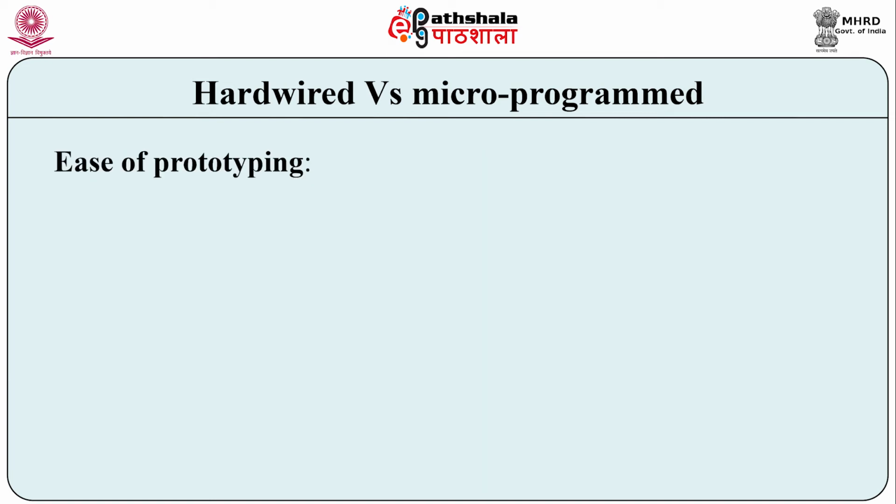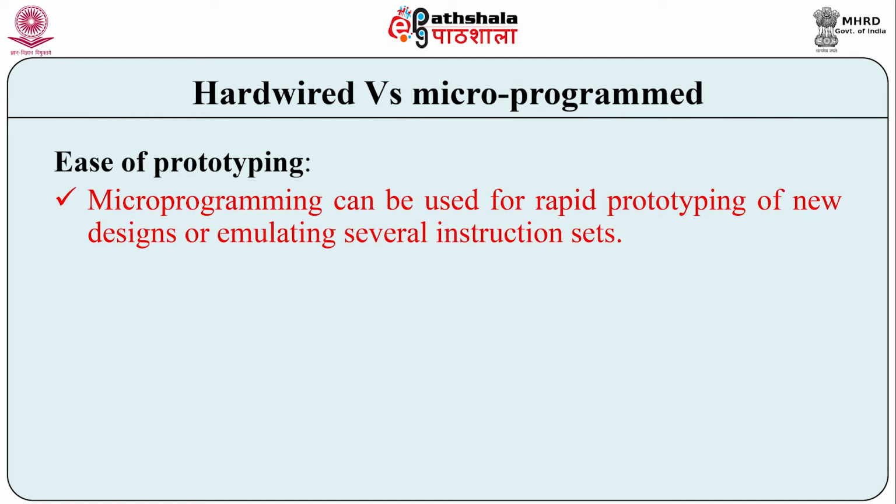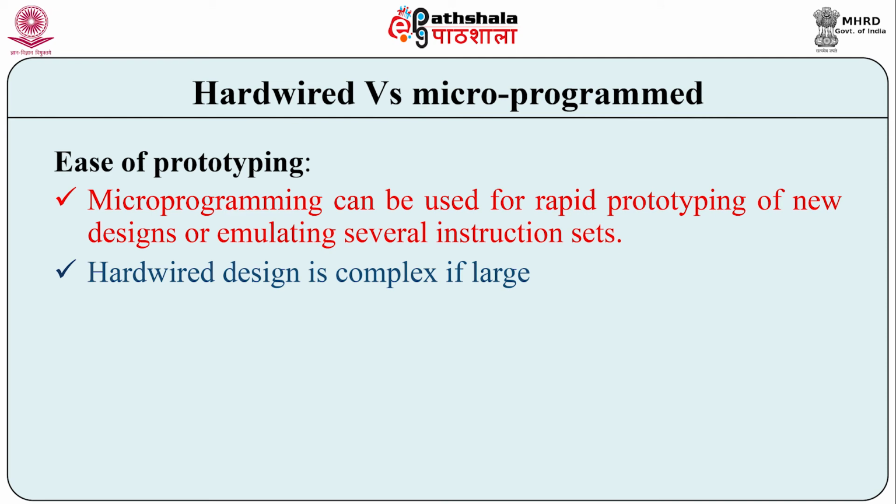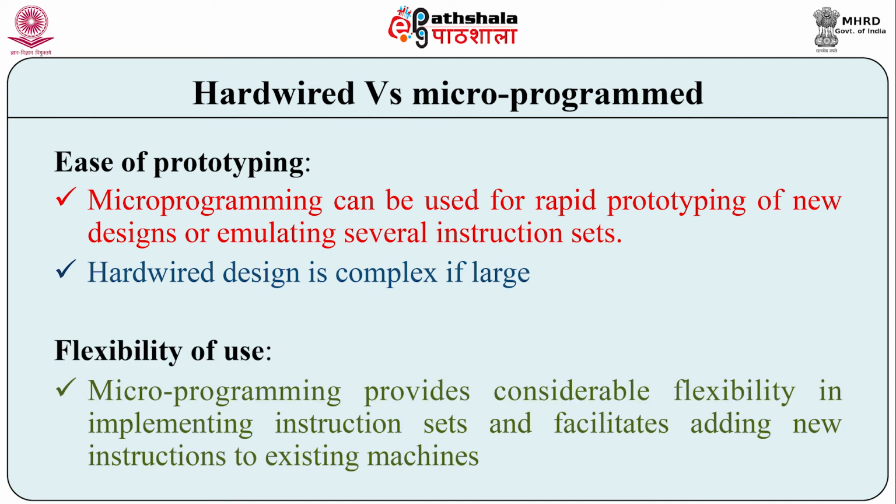Next parameter is ease of prototyping. Microprogramming can be used for rapid prototyping of new designs or emulating several instruction sets. Hardwired design is complex if large. Let us now consider the flexibility of use. Microprogramming provides considerable flexibility in implementing instruction sets and facilitates adding new instructions to existing machines.